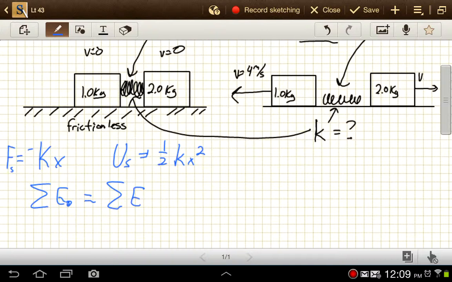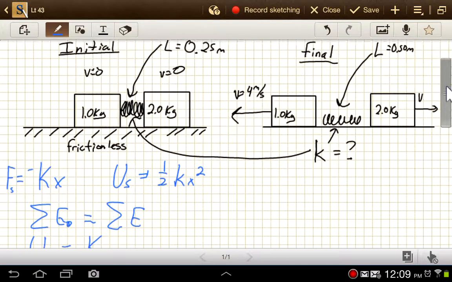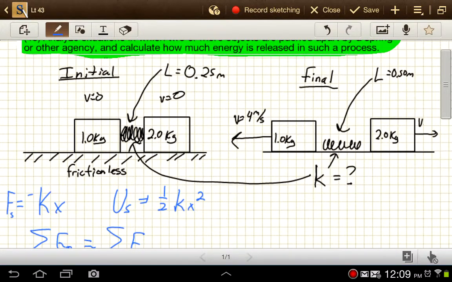And in this case, the initial energy is going to be equal to the final energy. Initial is spring energy, and final is going to be kinetic energy. And so we need a way to figure out what the kinetic energy is at this moment.